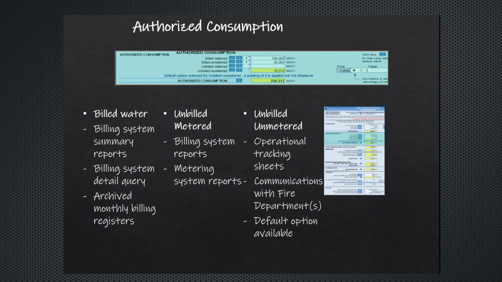Authorized consumption is the next core component of our water audit. This is the volume of water taken by registered consumers, including our residential customers, industrial, commercial, potable irrigation, and agricultural users, and the utility itself. Water used for firefighting and infrastructure maintenance is also included in authorized consumption. Authorization of use can be explicit or implicit. Authorized consumption is categorized as either billed or unbilled and metered or unmetered.